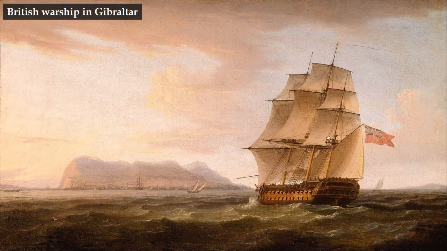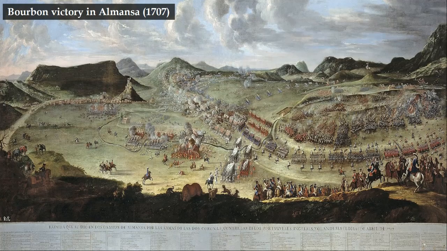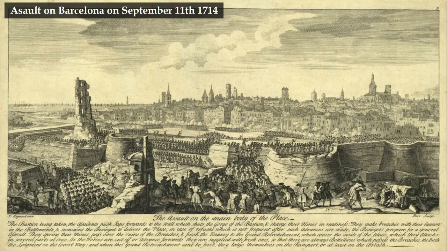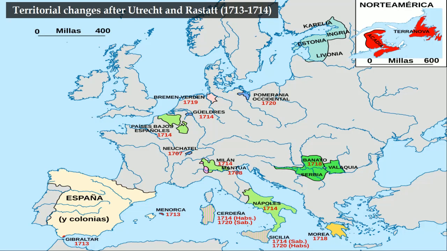The main episodes of this war were the conquest of Gibraltar by the British military, the Bourbon victory in Almansa, provincia de Albacete, and the final assault on Barcelona on September 11, 1714. So the war ended with the treaties of Utrecht and Rastatt, both cities here in the Low Countries, and by these treaties all the European great powers recognized Felipe V as the King of Spain in exchange for the loss of all the Spanish European territories.